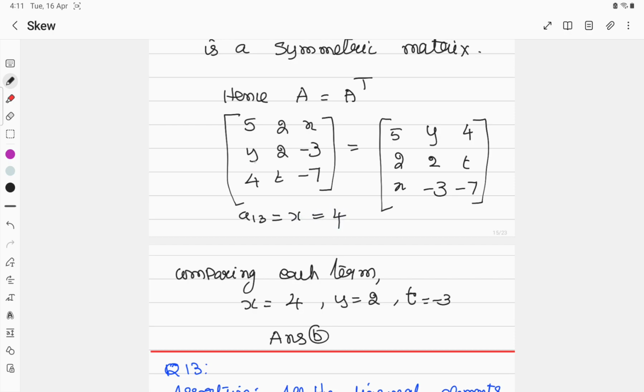So y: a21, second row first column, is 2. So y is equal to 2. For t, we look at the third row, second column, a32, which is equal to t. Here the second row, third column is minus 3. Therefore t is equal to minus 3. So the answer is B.